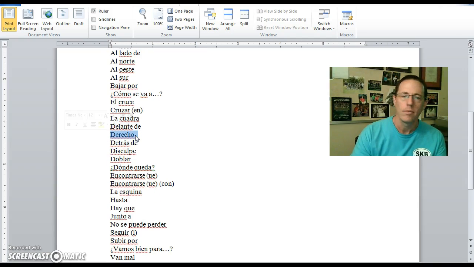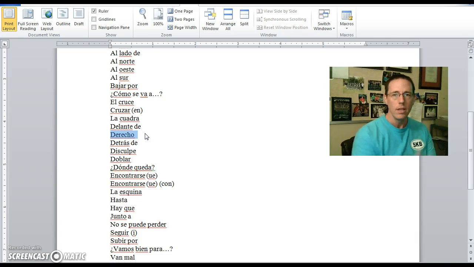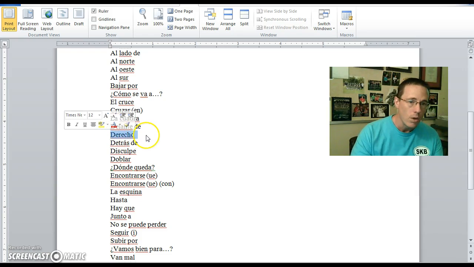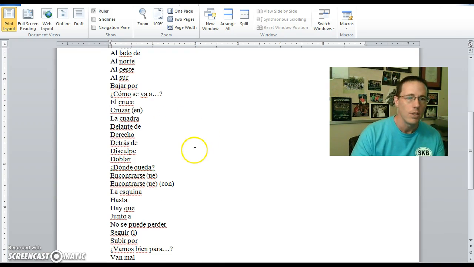Derecho is straight. Not to be confused with derecha. Derecha is to the right, but derecho is straight. Interesting thing about that, when you tell someone to go to the right in English, the word right is a homonym. For someone to be right is also to be correct or to be true, to walk the straight and narrow, if you will. Derecho, straight, or to continue walking right the way you are, as opposed to a la derecha, to the right. So that's almost a homonym in Spanish as well. Kind of interesting.